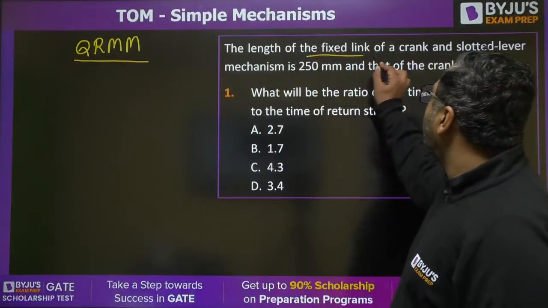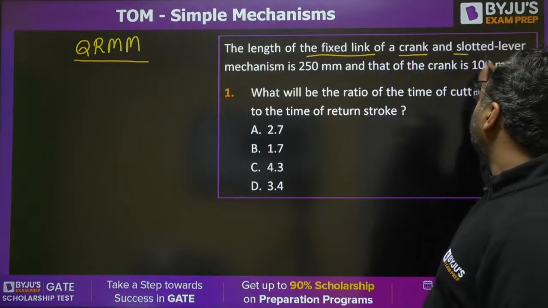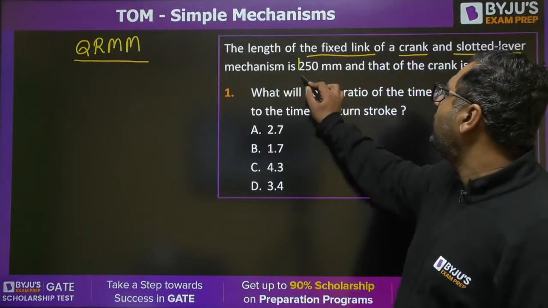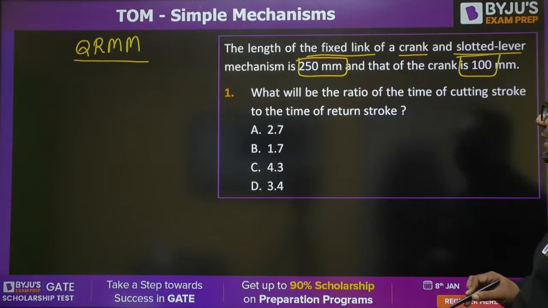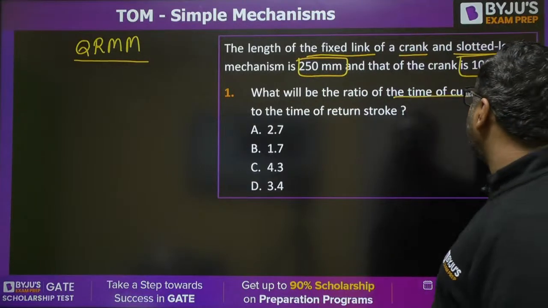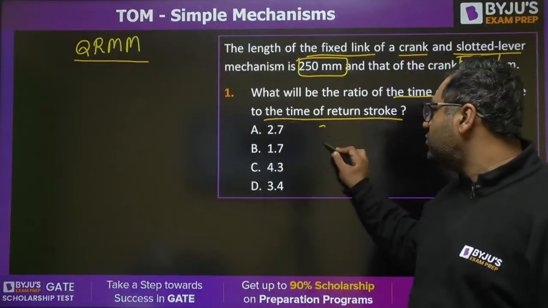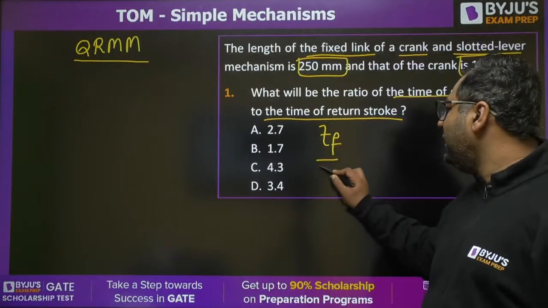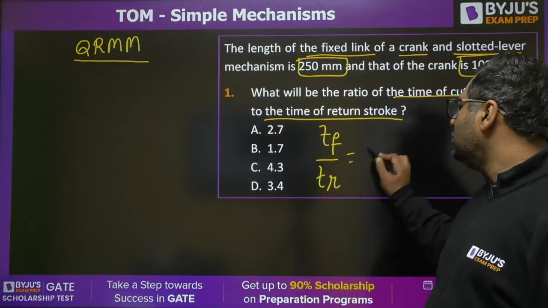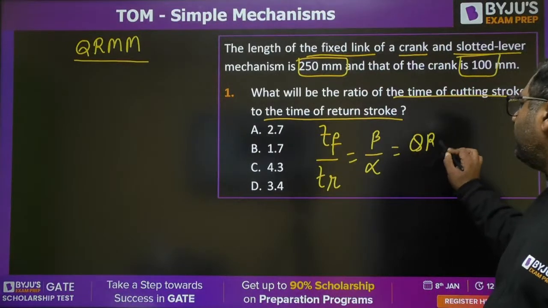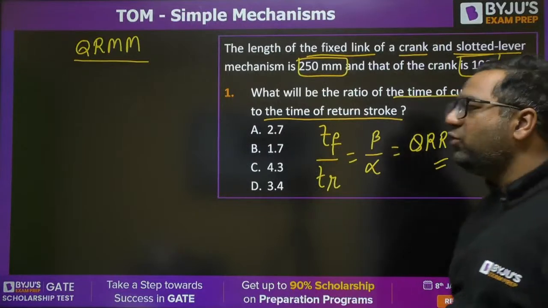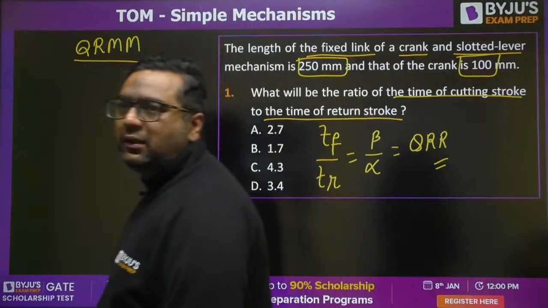The length of the fixed link of a crank and slotted lever mechanism is 250 mm and that of the crank is 100 mm. They are asking you about the time of cutting to the time of return stroke, TC by TR, that is beta by alpha, the quick return ratio. Let us see how many of you give the right answer for this.